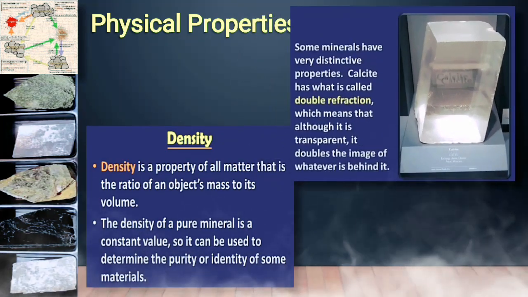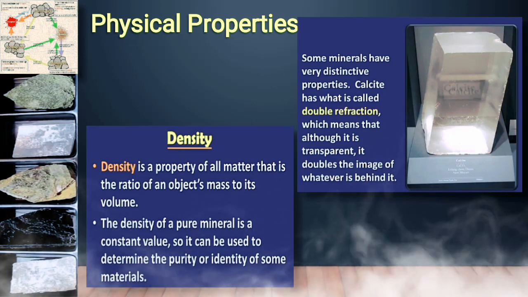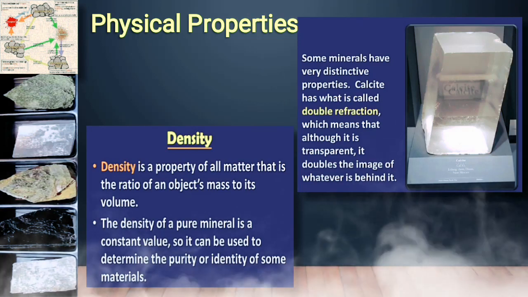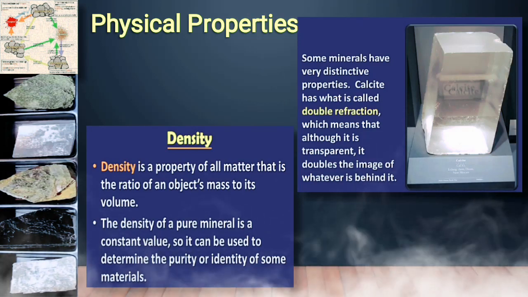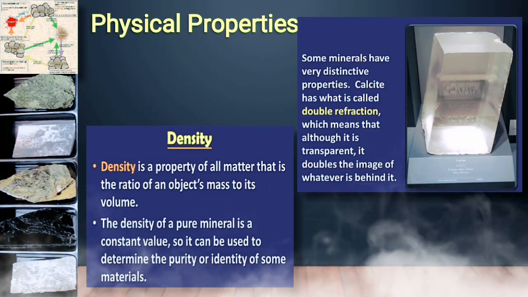Some minerals have very distinctive properties as well. Calcite has what is called double refraction, which means that although it is transparent, it doubles the image of whatever is behind it.